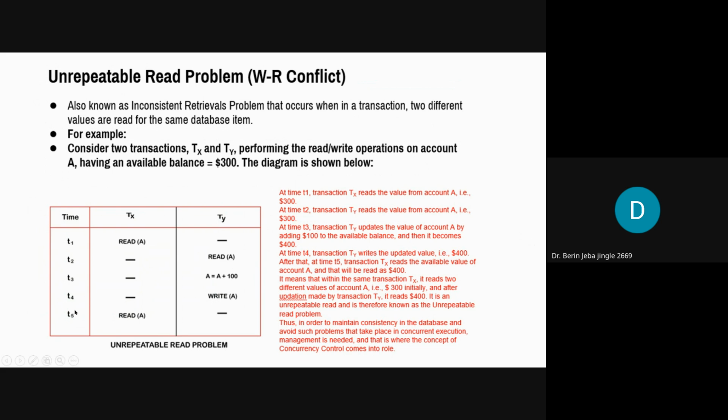Immediately, at time 5, TX is again reading A. Now the initial value is 300 and the final value is 400. So the database gets confused and it leads to inconsistency. Now in transaction X, two values are there for A: one is the initial value 300, and the read value is now 400. So it leads to inconsistent data due to the read-write problem. This is the unrepeatable read problem.